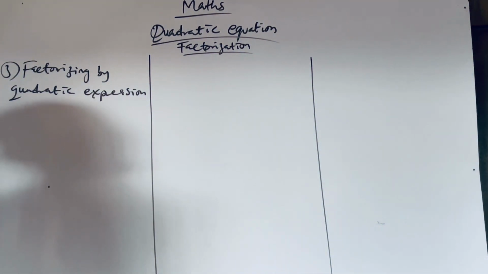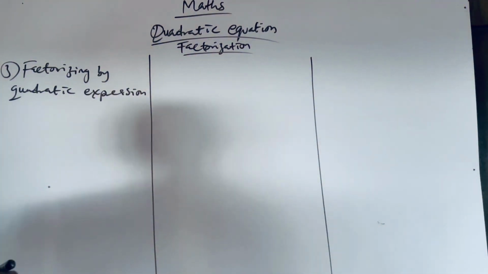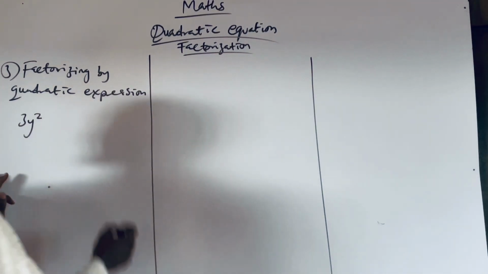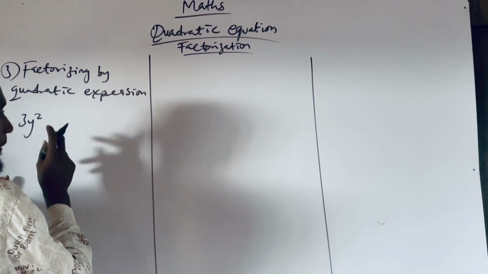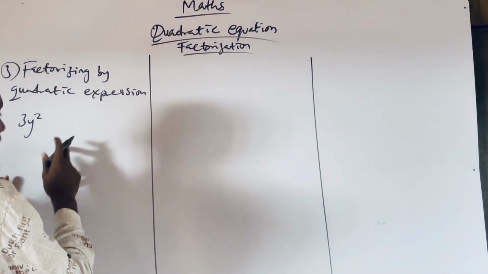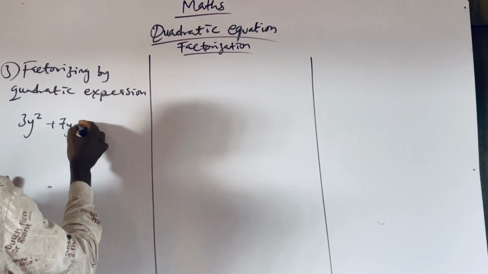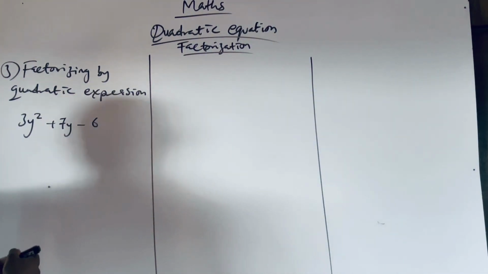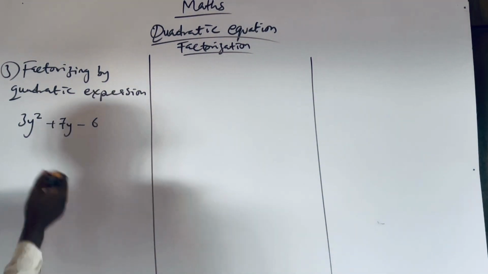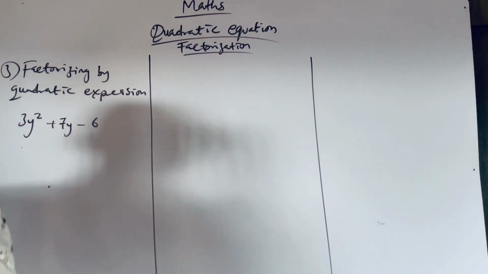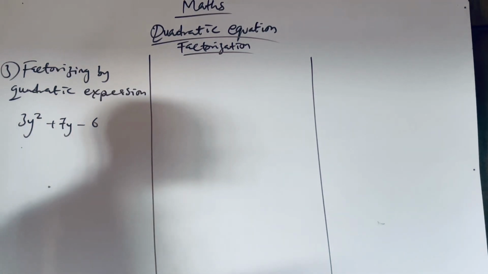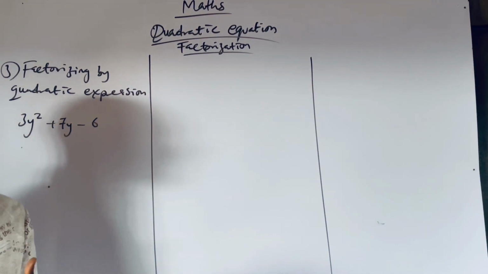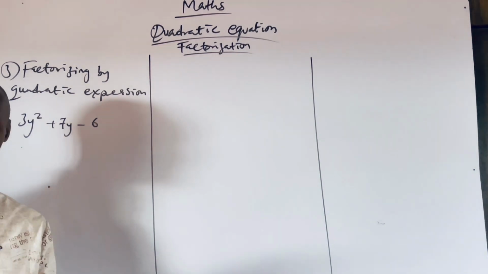So let me use one question as an example. If you have something like 3y squared plus 7y minus 6, let's use this as a case study. Now, by quadratic expression, remember what I told you? I said the way I teach factorization is by trial and error. I won't teach you as if I know it. I will assume I don't know this so that you will learn.